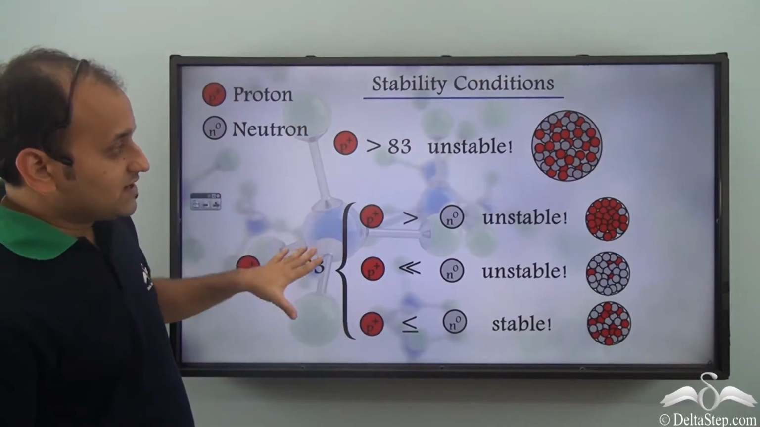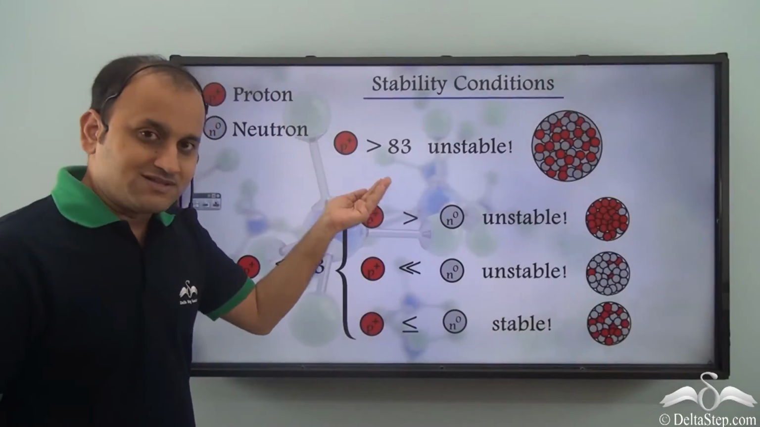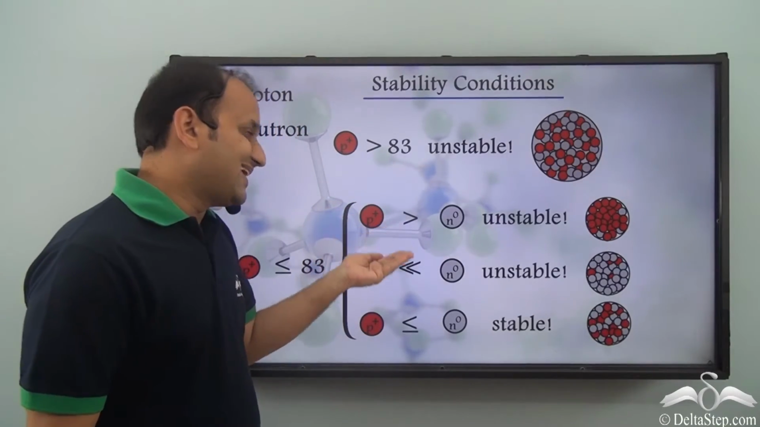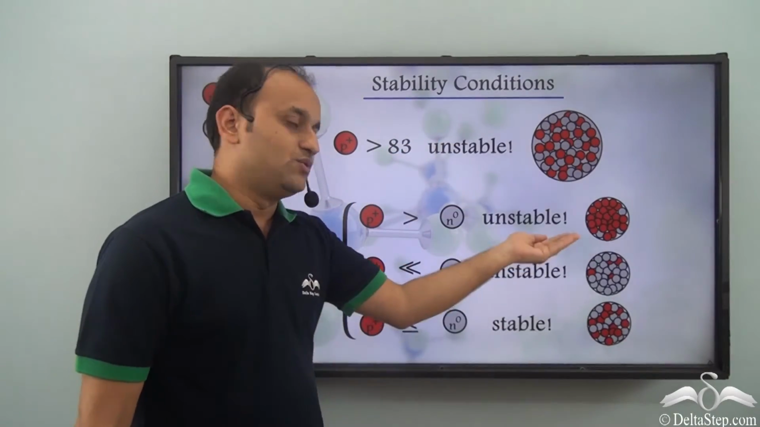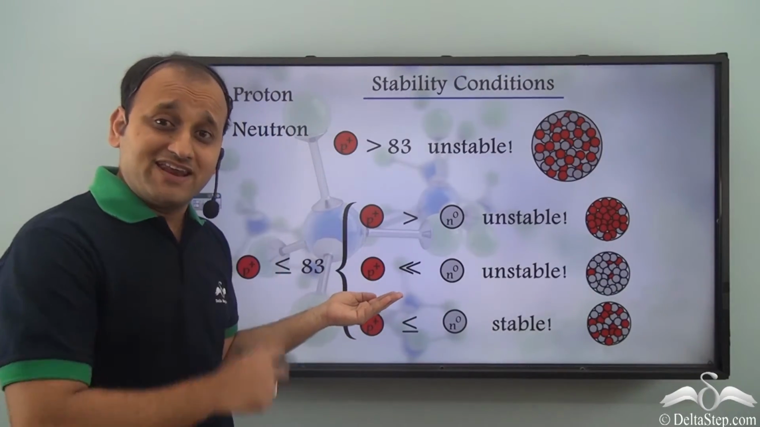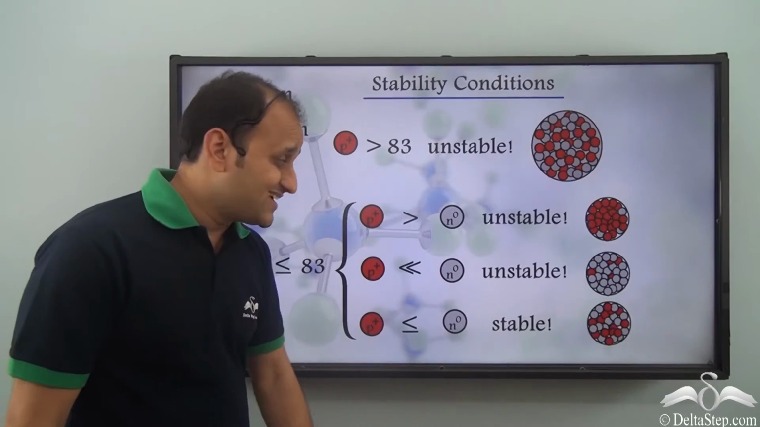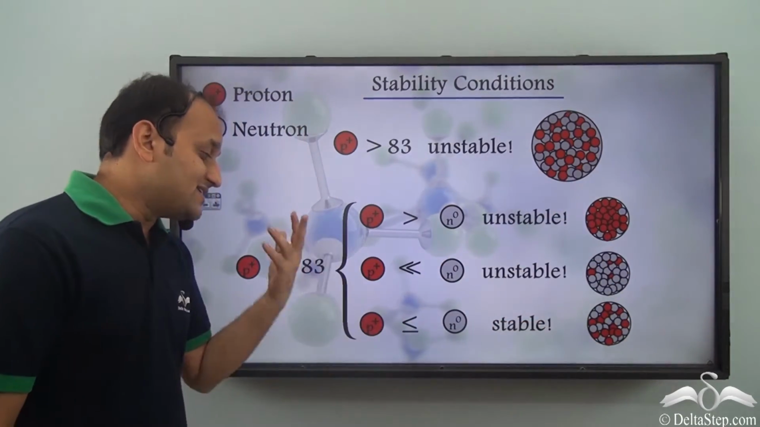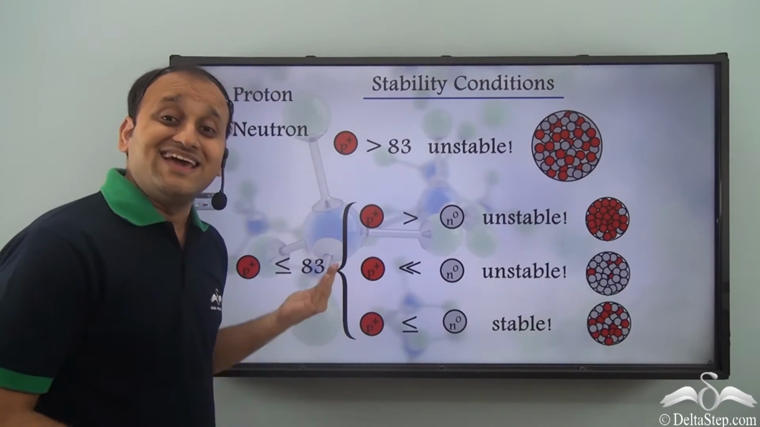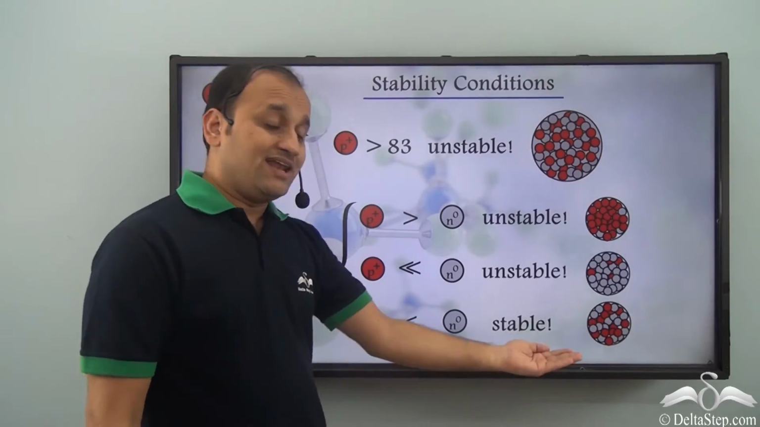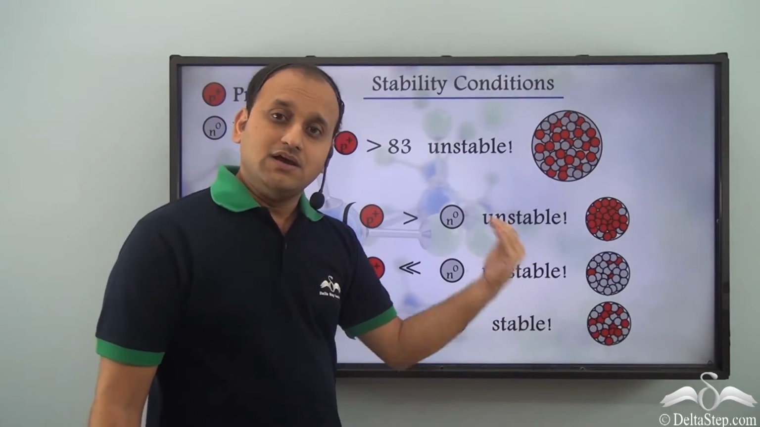So what do we understand from this? When the number of protons is larger than 83, then the nucleus will be unstable. If the number of protons is larger than the number of neutrons, the nucleus will be unstable. If the number of protons is very less compared to the number of neutrons, then again the nucleus will be unstable. And if the number of protons is somewhat less than or equal to neutrons, then we will see a stable nucleus.